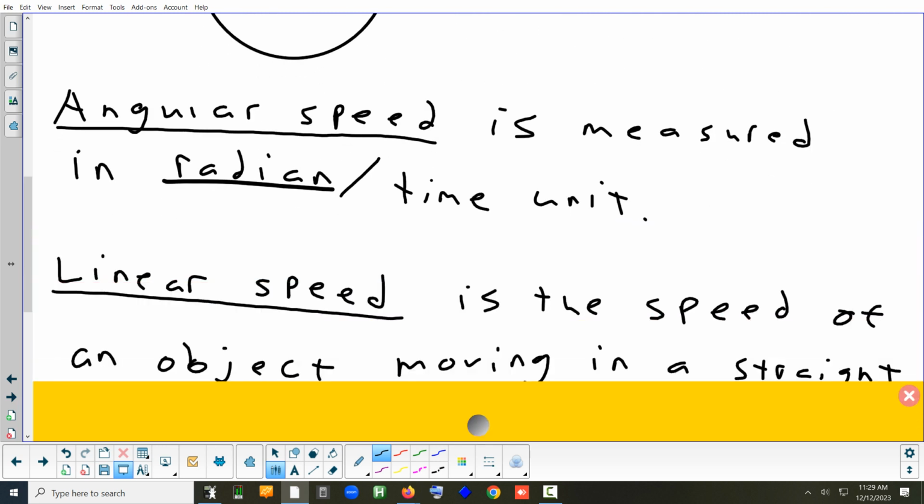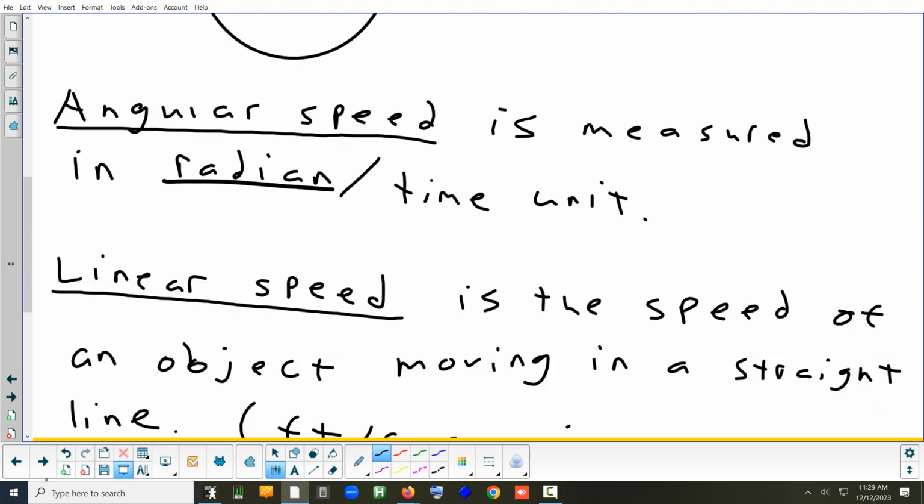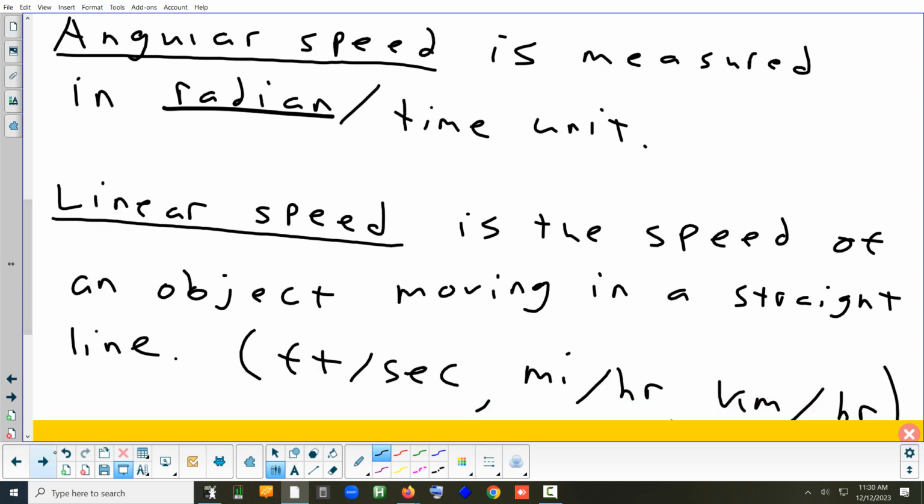Now, if you compare that to linear speed, those are the units that we're more used to using. Miles per hour, kilometers per hour, feet per second. So linear speed doesn't measure the speed of something spinning. It measures the speed of something moving in a straight line.